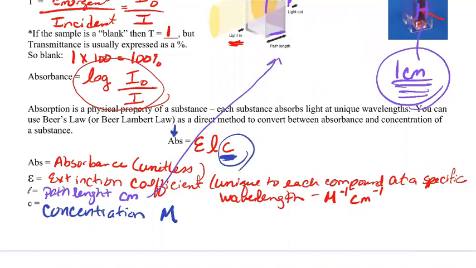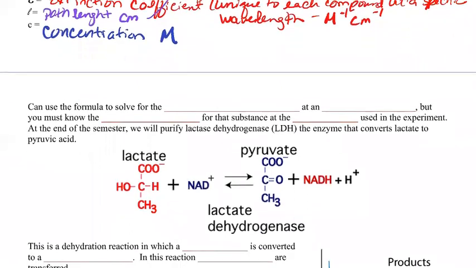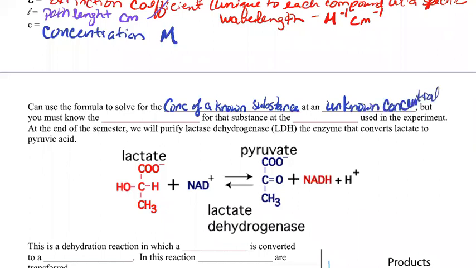All right, so we can use this formula, right? What did we just say? We can use the formula to solve for the concentration of a known substance at an unknown concentration. You have to know the substance. So it's an unknown in the sense that we don't know the concentration, but we know what the substance is. So you have to know what it is, you just don't know how much of it's there.